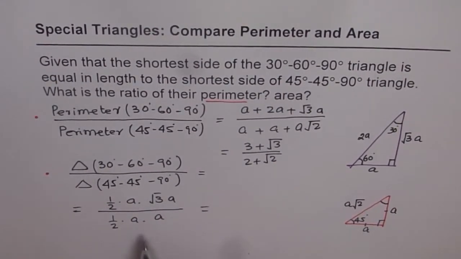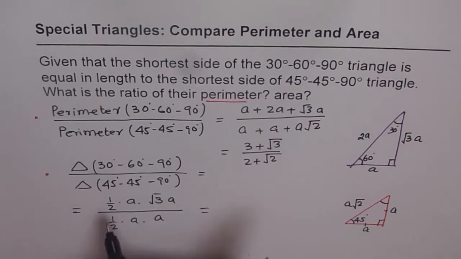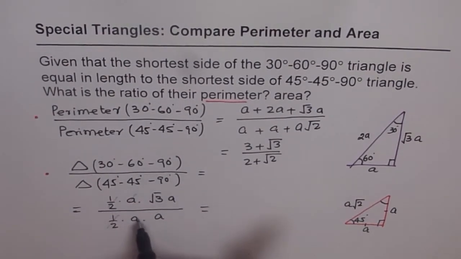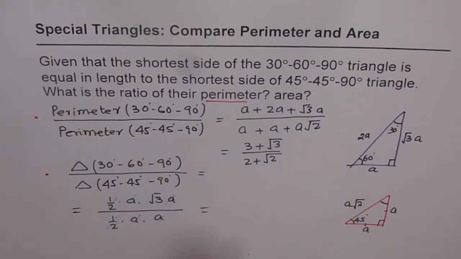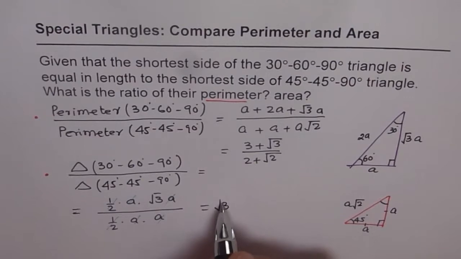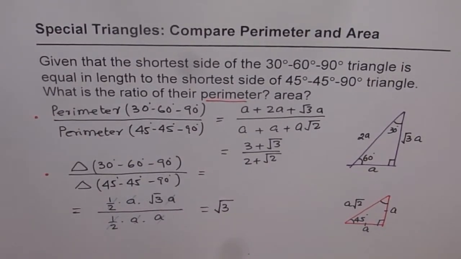So if you compare this, half and half cancel out, right? So you can simplify this. Half and half cancel out, A and A cancel out, and this A also cancels out. So you are left with square root 3, the ratio of their heights basically. So that is what you get. So what you find from here is that if you're comparing these two triangles, then the ratio of their areas is the ratio of their heights, correct? And this is very interesting. 3 plus square root 3 over 2 plus square root 2 is the ratio of their perimeters.